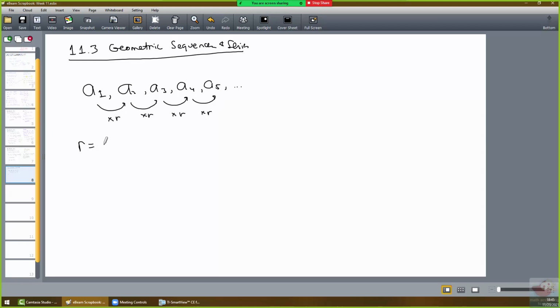R is called the common ratio. The formula says to find it, you divide the second number by the first number. However, there are caveats. The first being that the first number cannot be 0. And I already mentioned the other one, the common ratio can't be 0. Otherwise, you get a whole bunch of zeros, and we don't want that.